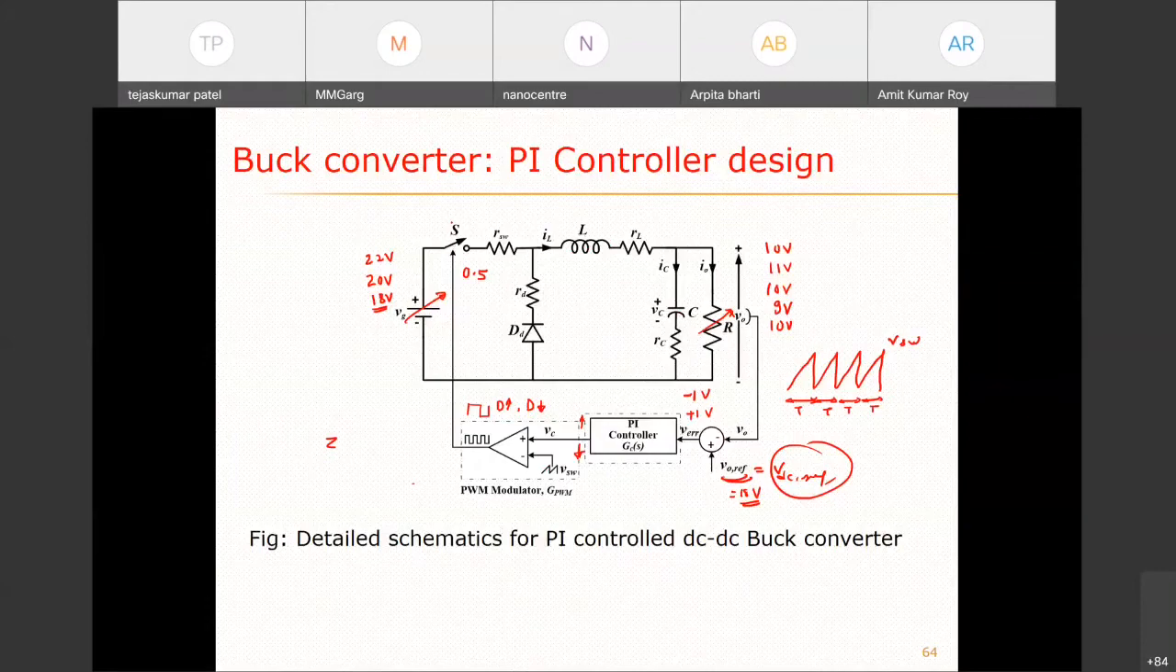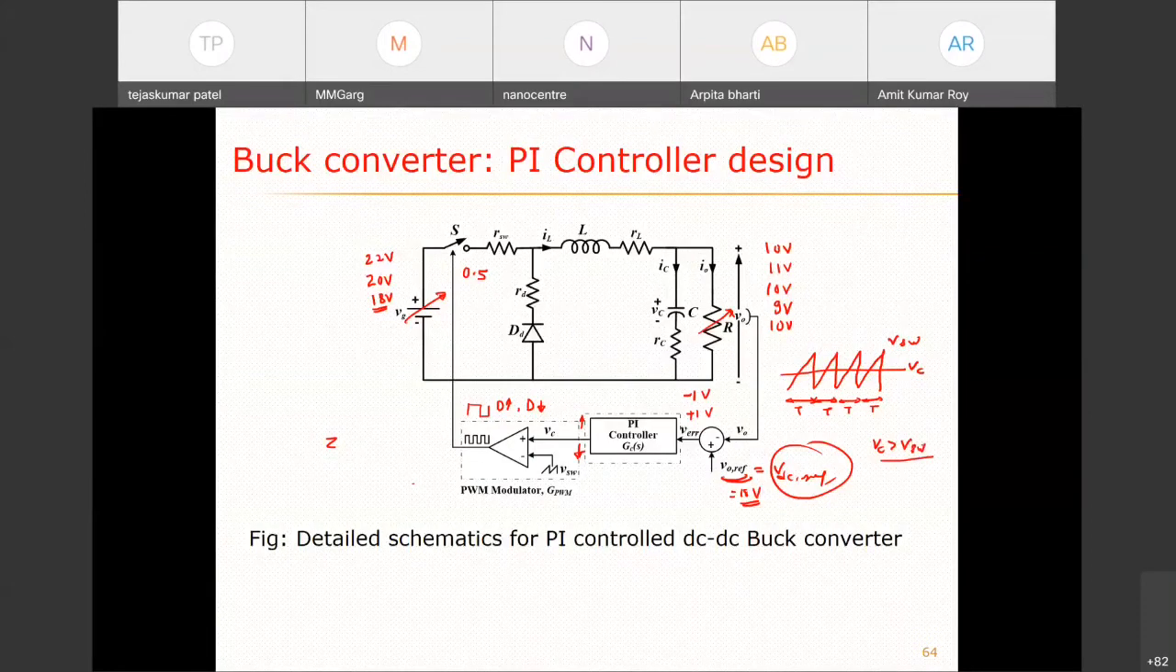So how does it work? It is a sawtooth waveform, fixed frequency sawtooth waveform. This frequency is fixed, right? And as I said earlier, depending upon the switching frequency, these components are designed. The more the frequency, the lesser the size. So based upon whatever switching frequency we want to keep, that will be fixed here, right? T equal to 1 upon f.